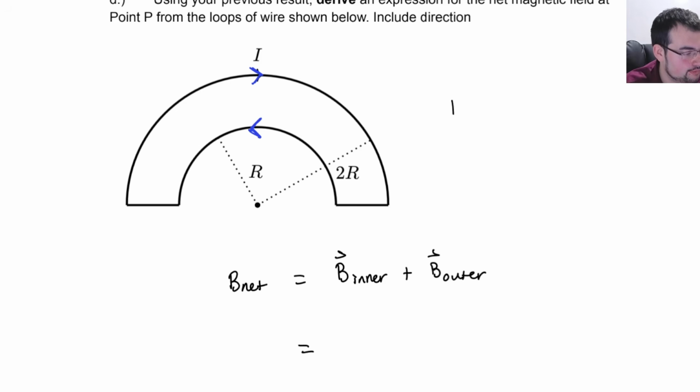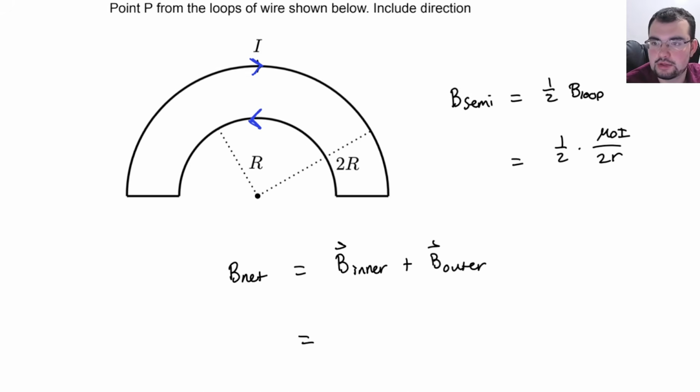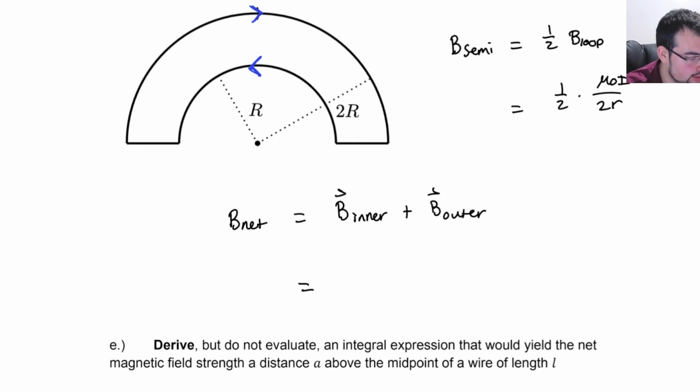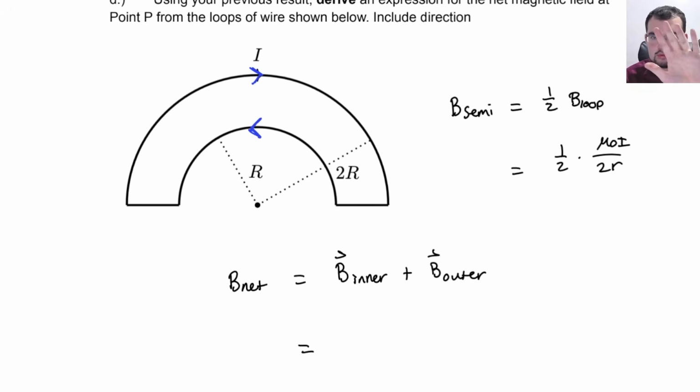So we know that B from a semicircle should actually just be 1/2 of B from a loop. So it's just 1/2 times mu naught I over 2r. So for our inner loop, it has radius r. And if we do our right-hand rule, we see it's going to curl out of the page on this side. So this wire actually generates an out of the page field at this point, because counterclockwise is positive. Then over here, since it's the opposite orientation, this is going to be into the page.